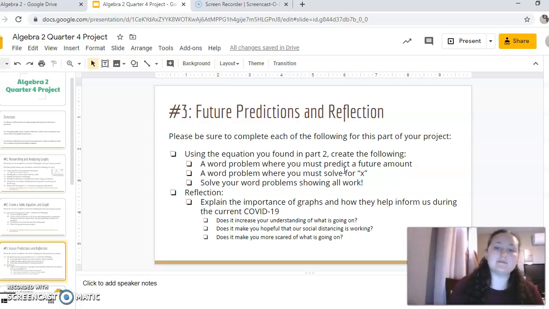Then the other word problem is where you have to solve for x. So it's like, okay, when is it going to double? When is it going to triple? When is it going to reach this amount? Okay, so you're working backwards. And then make sure you solve both problems showing all your work.